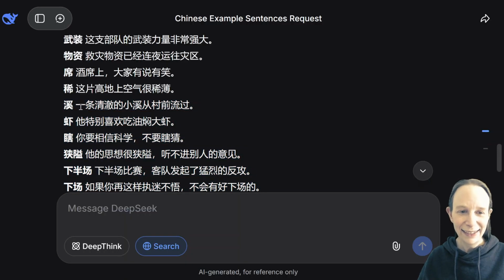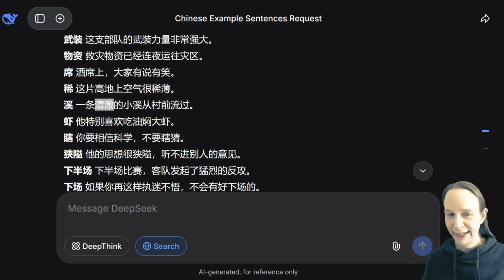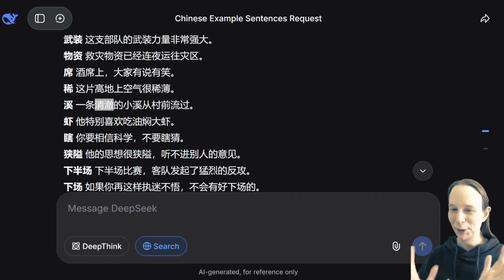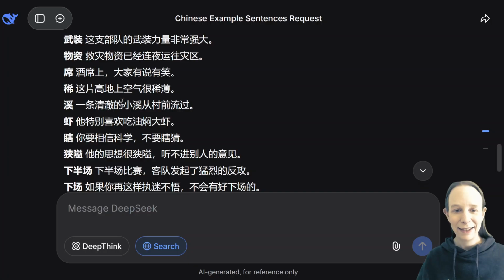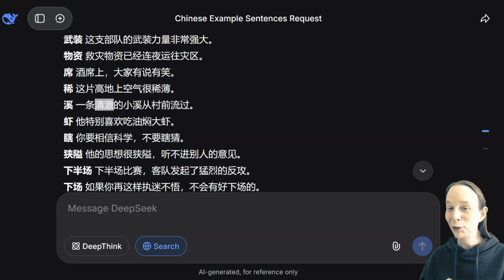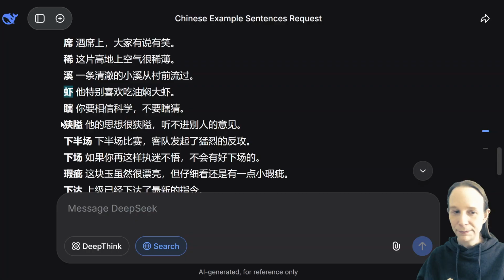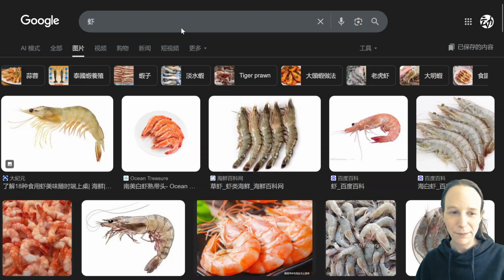All right. Anyway, 一条清澈的小溪从村前流过. So 清澈, this is a good word for describing clear water in a body of water, like a lake or a river or ocean. Limpid. Usually if you go to the seaside and the water is clear and you can see the bottom, you can go 清澈. It's a good adjective to pull out in that context. 虾, you probably already know what this is, so we'll just put it in here. 虾, prawns, or what Americans think Australians say is shrimp.